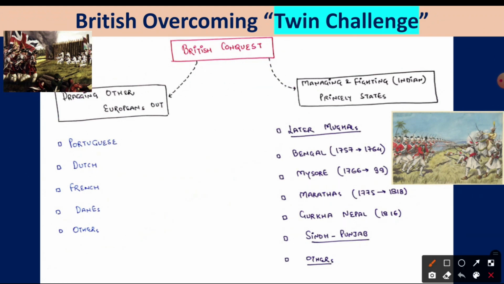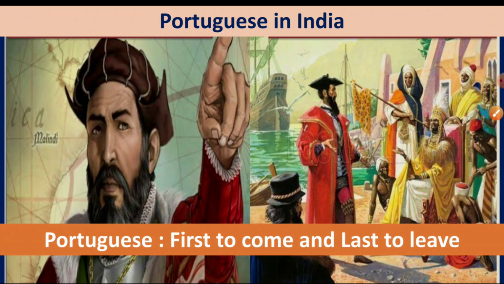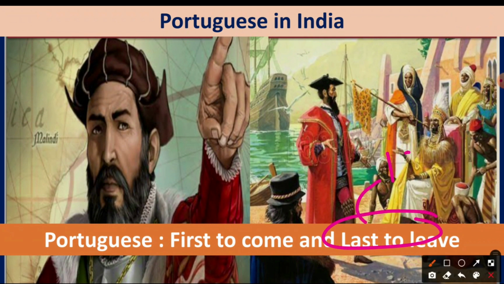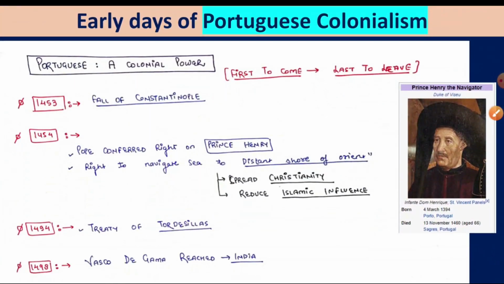Now let us start the story of the first one, that is the Portuguese. So we will see the story of the Portuguese in India, right? They were the first to come and the last to leave. You need to remember that. They were the first to come in India and last to leave. When they finally left in 1962 from Goa, Operation Vijay was conducted, right? Okay.